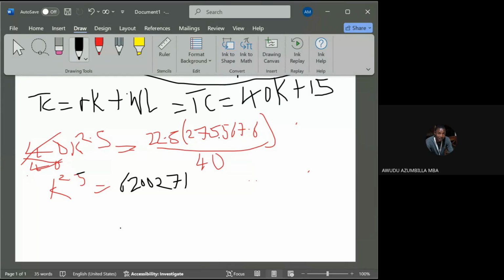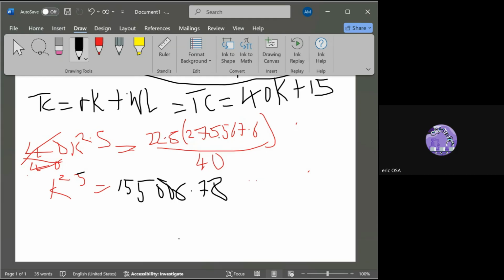So again, let's try to also do this. Now we want to make K the subject. We want K to stand alone. If K is going to stand alone, we didn't do the division by 40. We'll do the division. And the 6200271 is there when we multiply 22.5 by 27. Let's do everything. Multiply everything and divide by 40. That one you are going to get 155006.78. Yes, 0.78. That's fine.